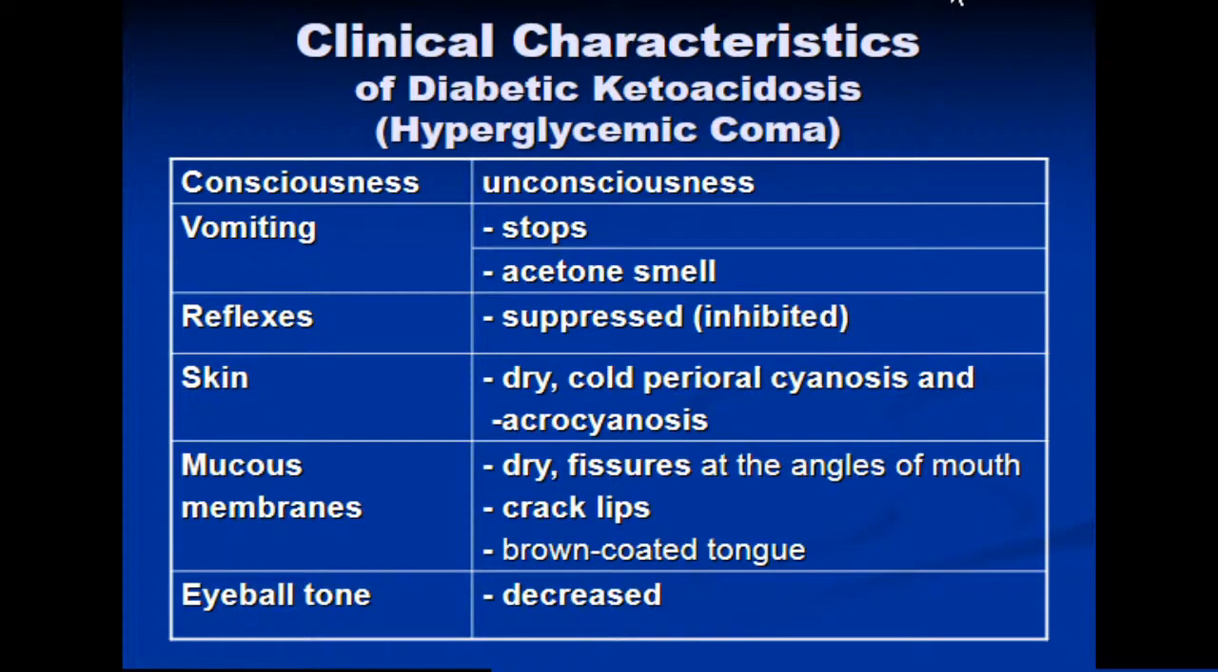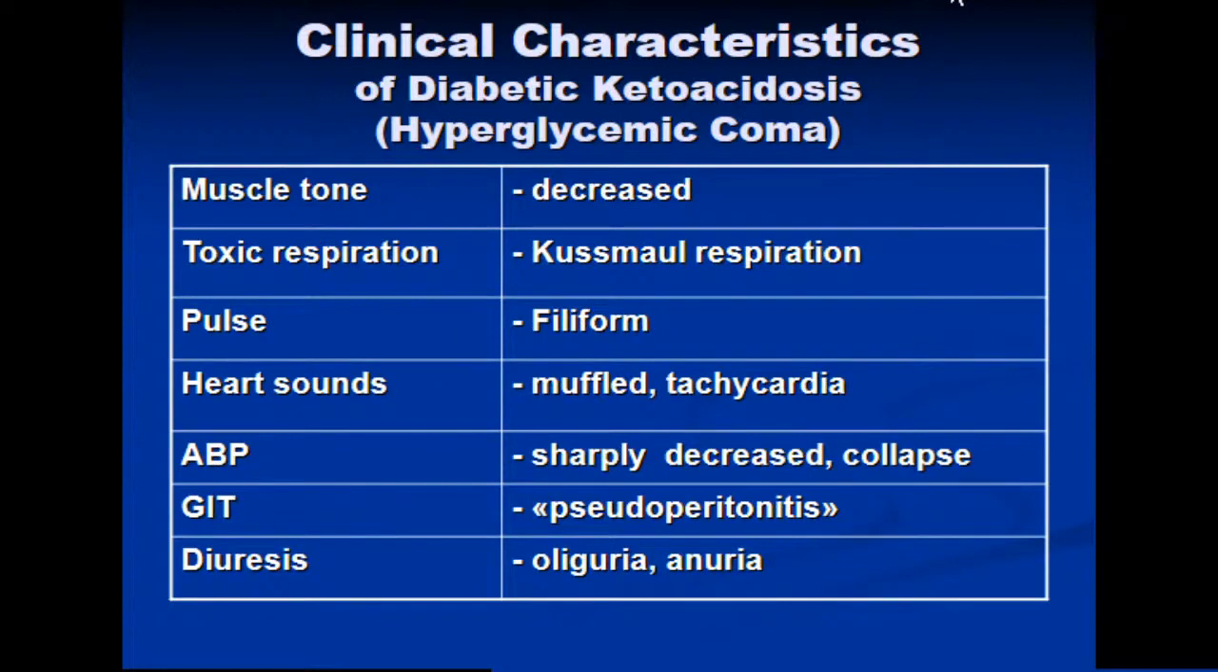Clinical characteristics of diabetic ketoacidosis. Vomiting, unconsciousness, acetone smell from the mouth, reflexes suppressed. Skin dry, cold, perioral cyanosis and acrocyanosis. Mucous membranes dry, fissures at the angles of the mouth, cracked lips, brown coated tongue, eyeball tone decreased. Muscle tone decreased.